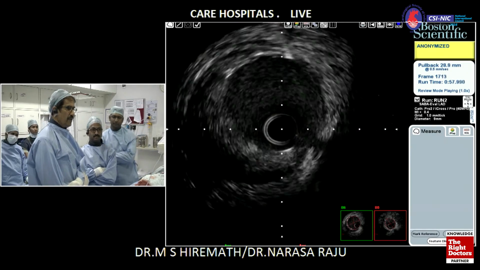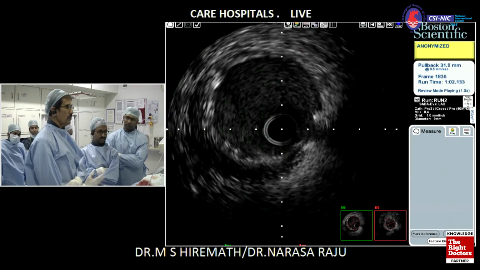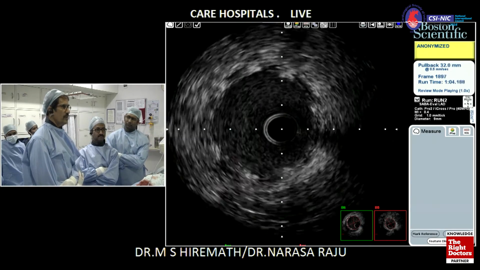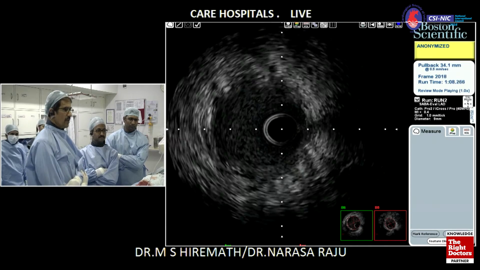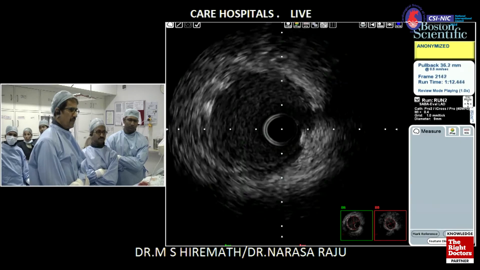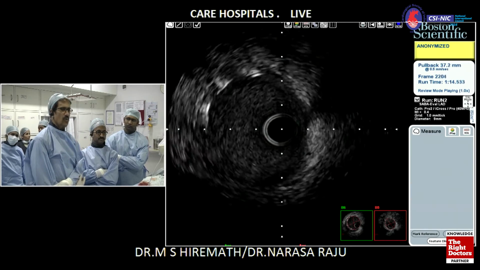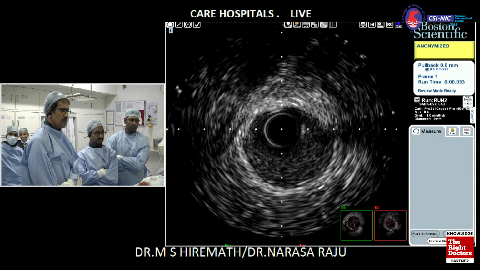And the LAD in the proximal portion beyond the ostium, where the diagonal is coming out, is about 8. So I think the cross-sectional area looks very good. The stent looks well expanded, well opposed.